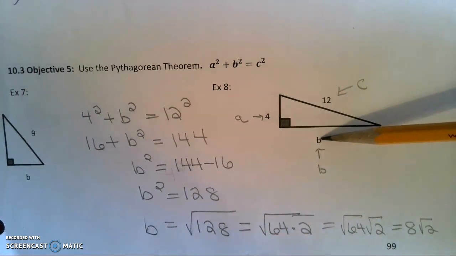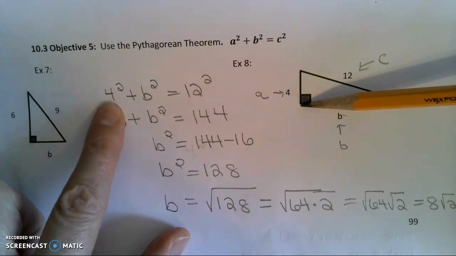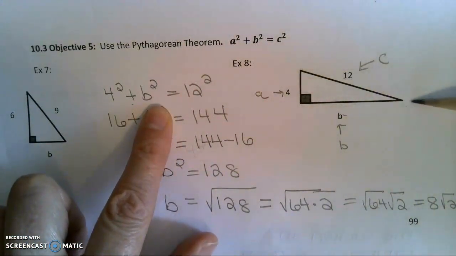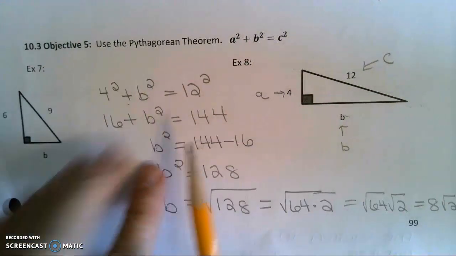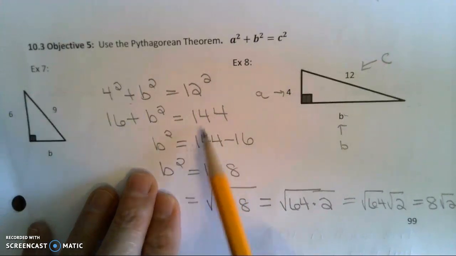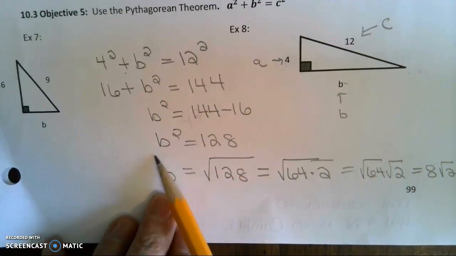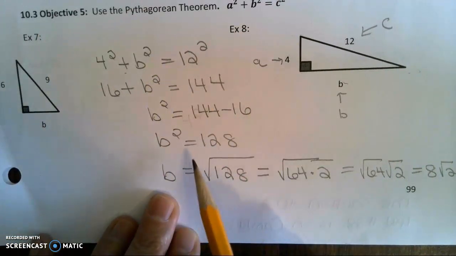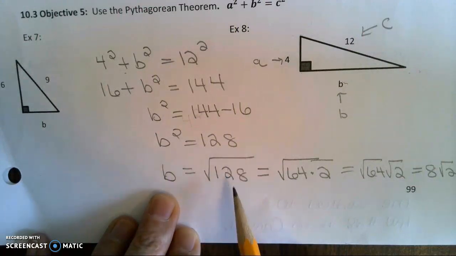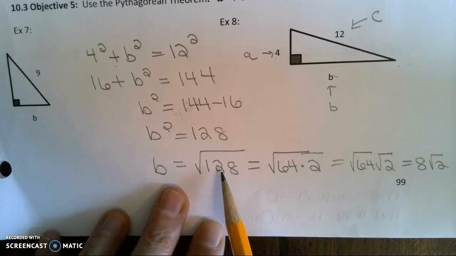So in this case, I want you to find this leg B. So this is my A. So there's A squared, here's my B squared, and that's equal to C squared. I went ahead and squared both of those. I subtracted 16 from each side. Then I want to take the square root of each side. A lot of times you put plus or minus, but a distance can only be positive, so I just put the square root of 128. And I want to put this in simplified radical form.